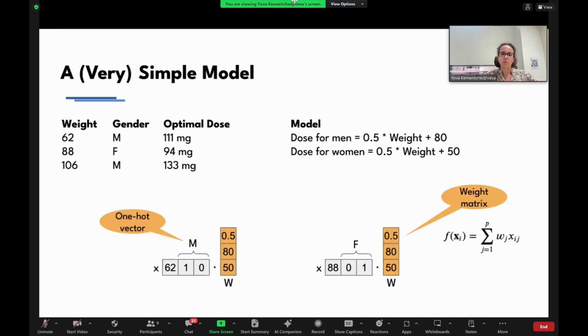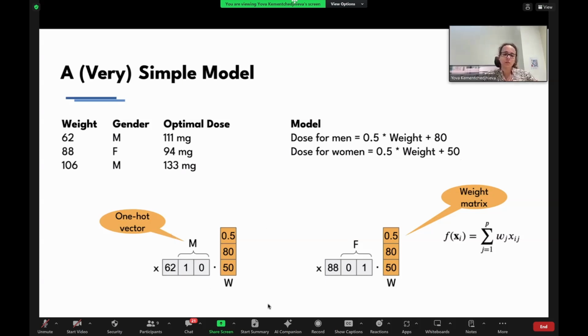Just to translate things into some of the terms that you've heard already, and to be sure that there's a clear understanding of what I mean by model and weights, take as an example a very simple task where we find that weight and gender are determining factors in the optimal dose of a medication for a given disease. We might find that the model is such that the dose for men should be half their weight plus 80, and the dose for women should be half their weight plus 50.